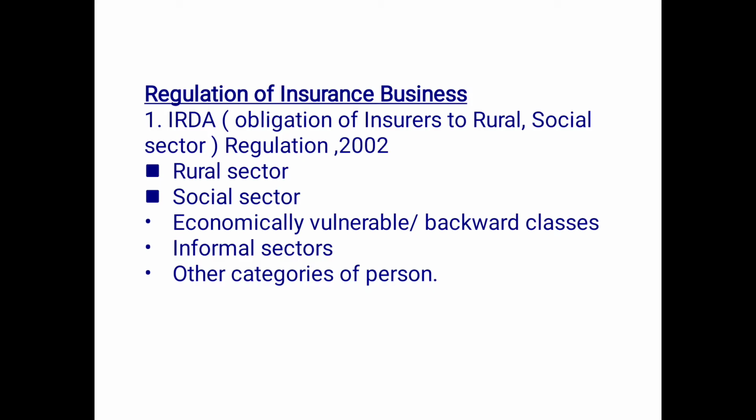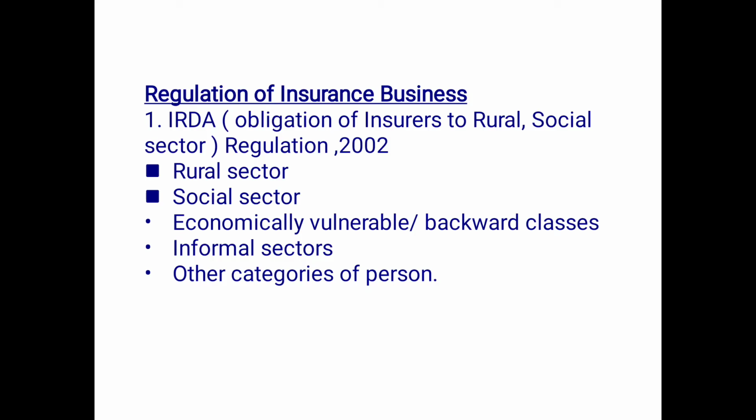Next one, social sector. Social sectors include unorganized sector, informal sector, economically vulnerable or backward classes and other categories of persons, both in rural and urban areas. In that, first one, economically vulnerable or backward classes means persons who live below the poverty line. Informal sectors include small scale or self-employed workers, typically at a low level of organization technology.